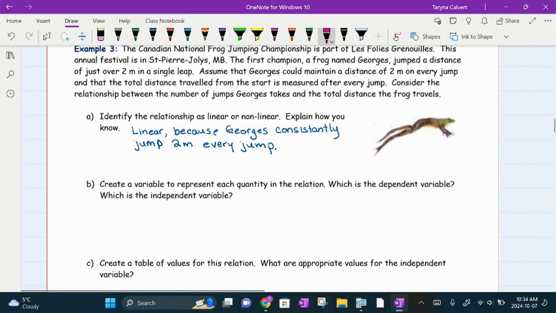So the next one: create a variable to represent each quantity in the relation, and which is the independent variable and which is the dependent variable. So this would be an example of you starting to write equations. Can you use whatever variable you want? Yeah, you just have to define it. If every single one of you gave me 2 different letters of the alphabet on a quiz, all of it would be marked right as long as you define them properly, right? Because you can't just say I'm using M and N. What do they represent? So you guys tell me, what variables do you want to represent for this one?